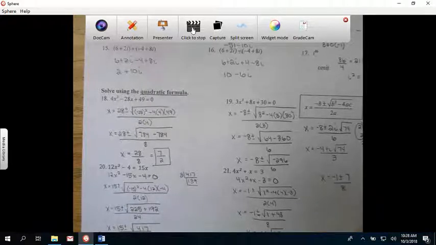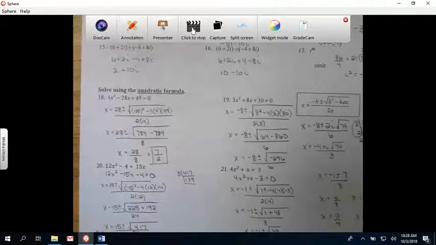Now, when I do this, I'm still going to get 2 solutions. So I get negative 1 plus 7, which gives me 6 divided by 8. Then I have to do negative 1 minus 7, which gives me negative 8 divided by 8. So when I reduce, I get 3/4 and negative 1.